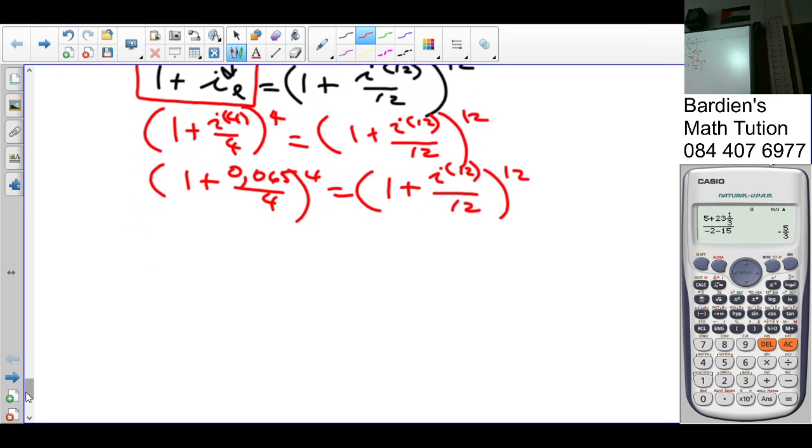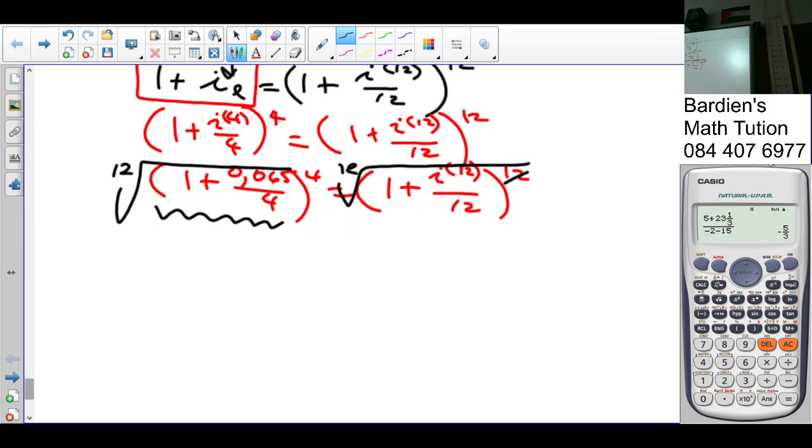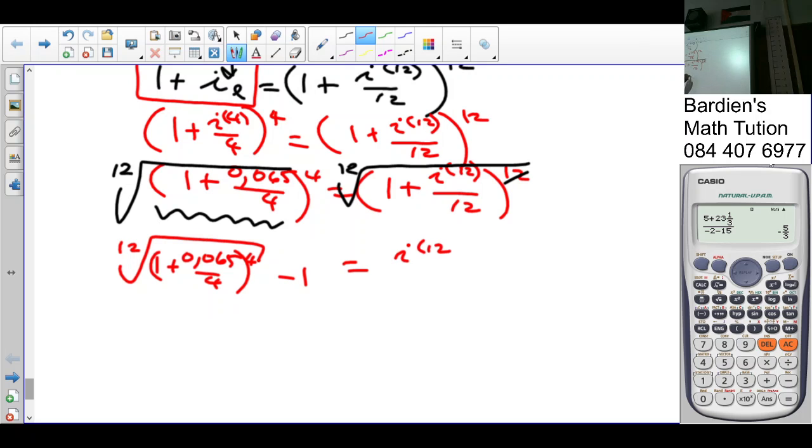So what must I calculate? I must calculate i to the 12. So what do I do first? What's that in the calculator? Thereafter, what do I do? Take the 12th root. By taking the 12th root, I've eliminated that exponent. Then take the 1 over. So it's going to be the 12th root of (1 plus 0.065 over 4) to the exponent 4, minus 1, equals i to the 12 over 12.